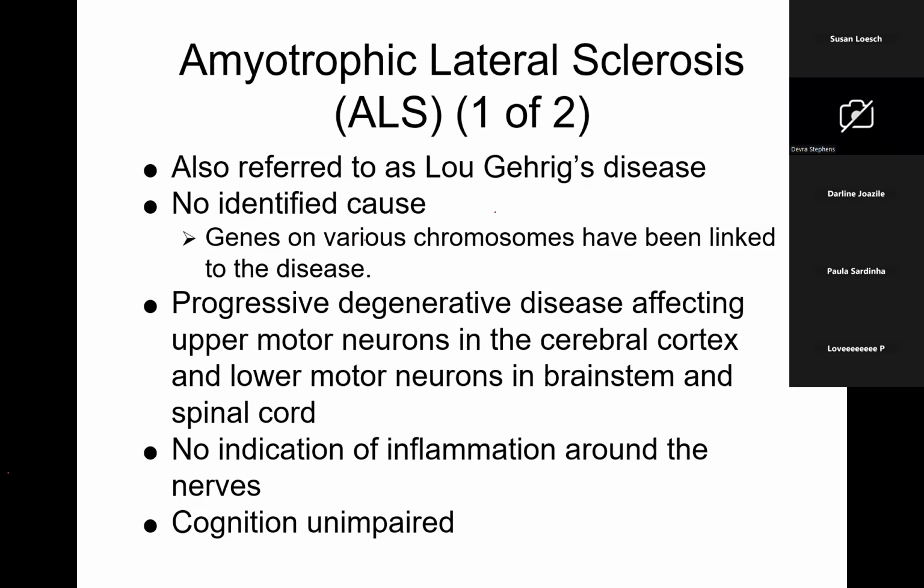It affects people usually between 40 and 60, and it really affects the upper motor neurons in the cerebral cortex and the lower motor neurons in the brain stem and the spinal cord. Sensory neurons, cognitive function, and cranial nerves 3, 4, and 6 to the muscles are not affected. But there's no cure for this fatal disease.